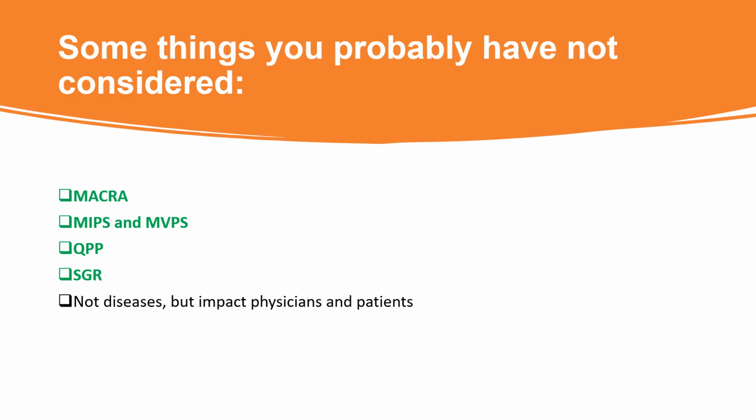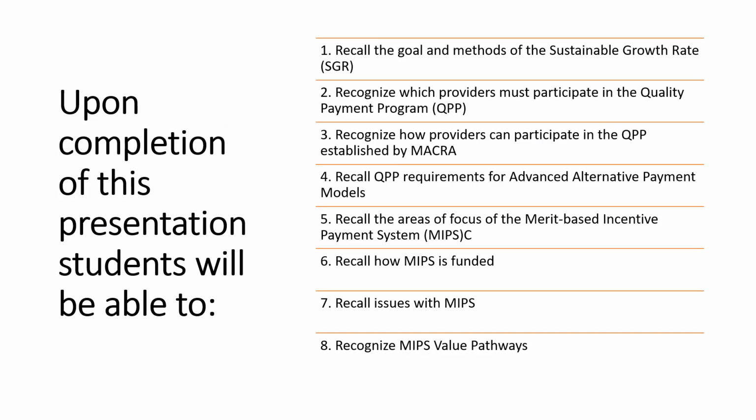So we've talked about acronyms before, and as a result of the legislation I just mentioned, a few of those are MACRA, MIPS, the MVPs, the QPP, and the SGR. And again, those aren't diseases, but they will impact you and your patients. Now, the SGR was a little bit older, but we'll get into that shortly. So this part of the presentation also has some learning objectives. Please review these.